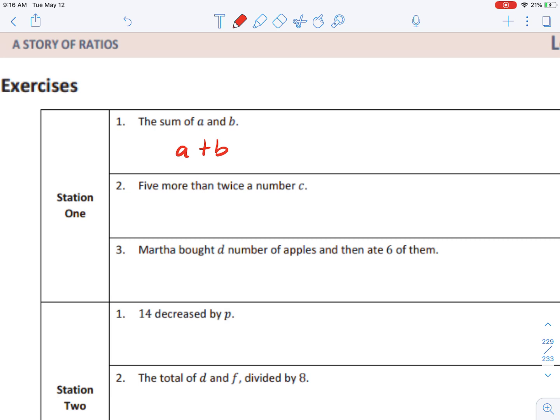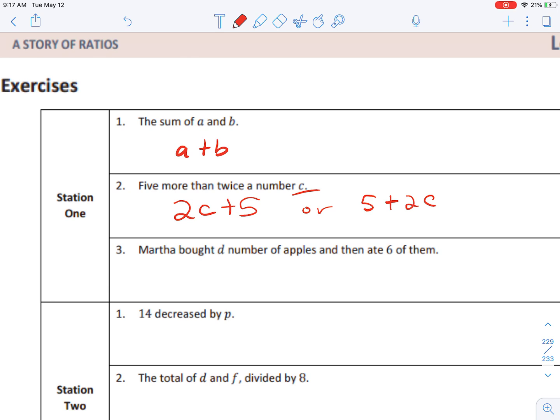All right, number 2 tells us 5 more than twice a number C. Okay, so first I'm going to do twice a number C, which would be 2C. 5 more means to add 5. Okay, so that's how I would write that. Or we could write this 5 plus 2C. Okay, either way would be correct.